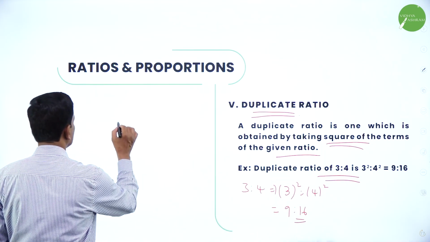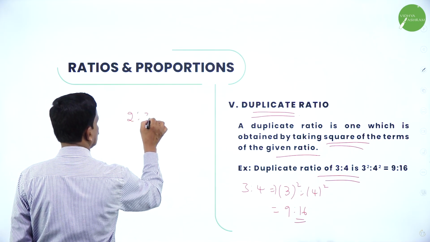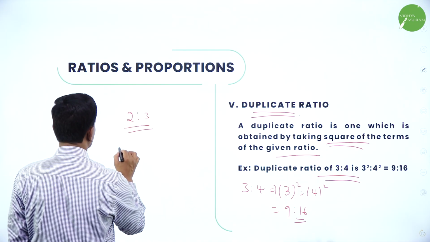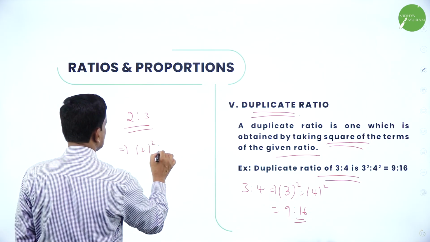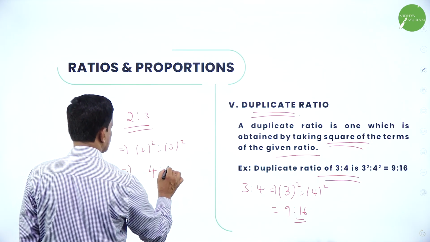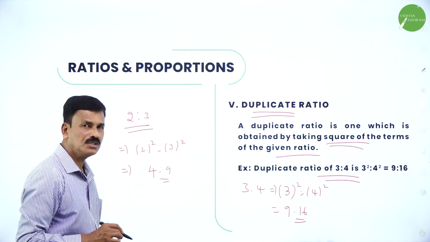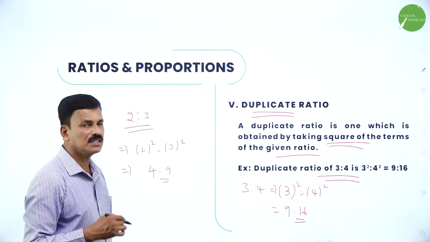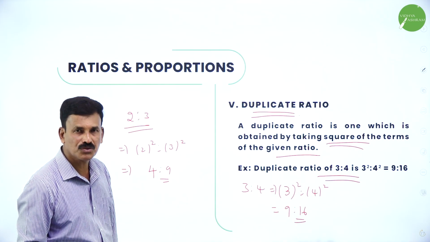Similarly, let us take one more example, 2:3. The duplicate ratio for this is 2 square is to 3 square. So what is this equal to? 2 square is 4, is to 9. So the duplicate ratio of A is to B is A square is to B square.